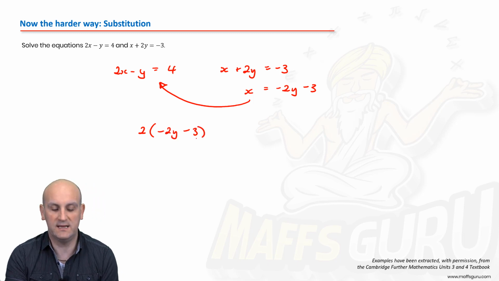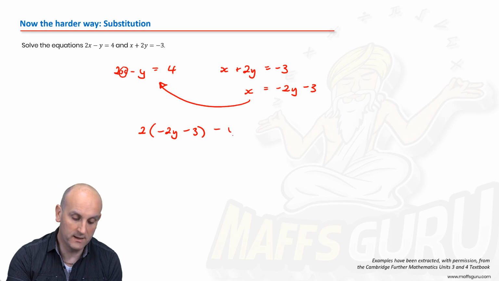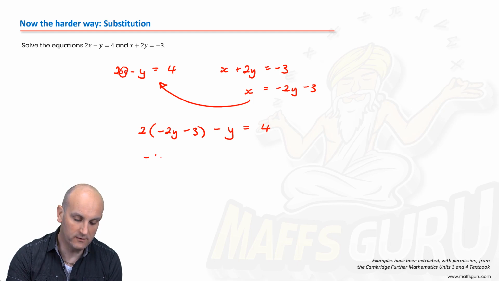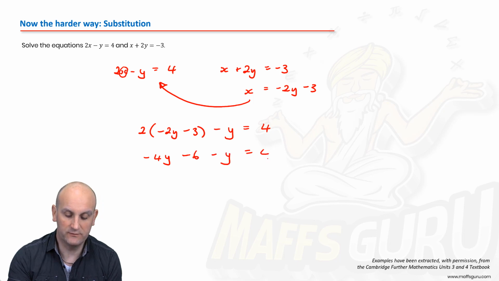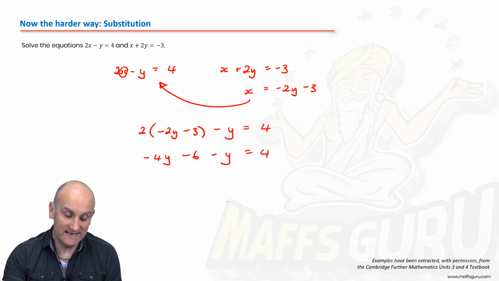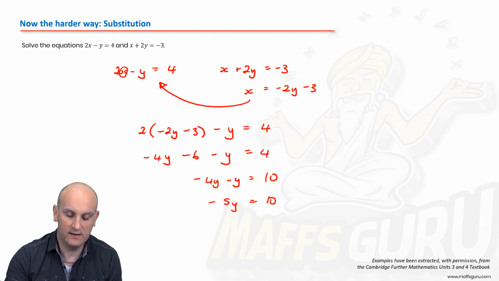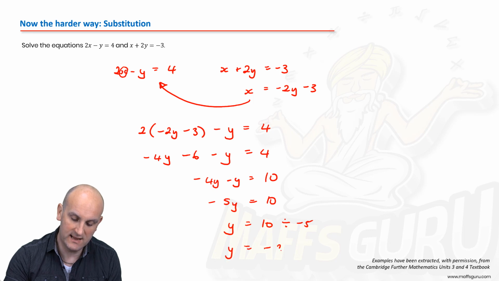Now, why am I putting it in brackets? Because I'm taking one letter and replacing it with more than one, and I need to make sure I've got that. Minus y is equal to 4. Multiply out this bracket gives me minus 4y minus 6 minus y is equal to 4. And so what I'm now going to do is add 6 to both sides. That gives me minus 4y minus y is 10. I've got minus 5y is equal to 10. Divide both sides by minus 5, gives me 10 divided by minus 5 gives me that y is equal to negative 2.